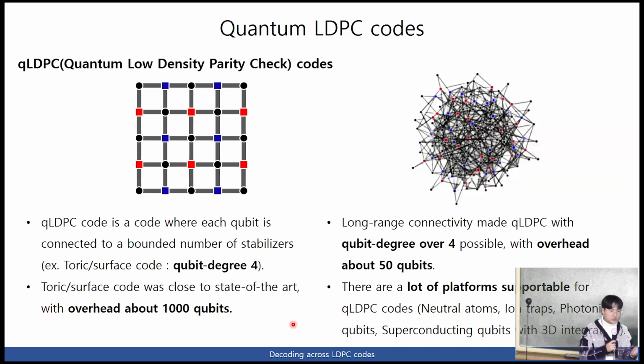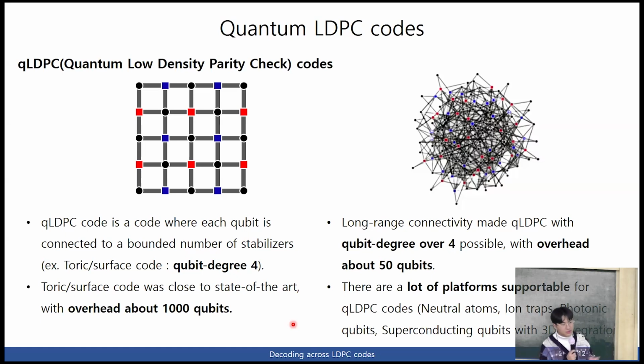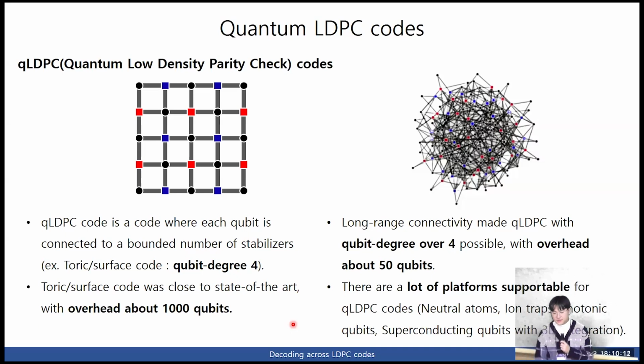Also, the strength of the QLDPC codes is that many platforms can support them, like neutral atoms, ion traps, photonics, and superconducting qubits, which are the main platforms.